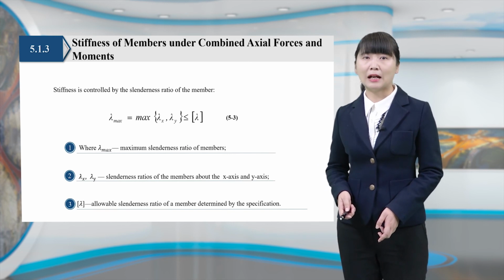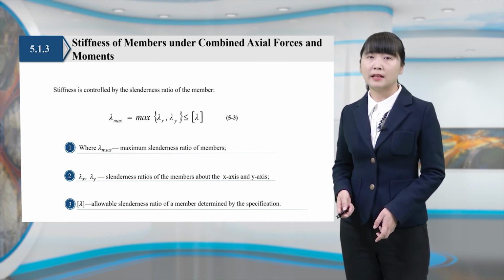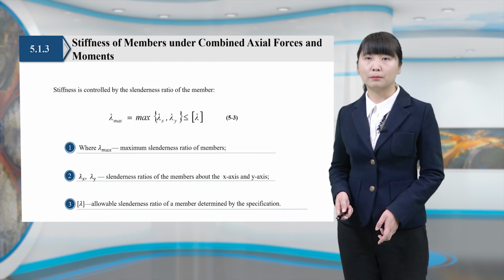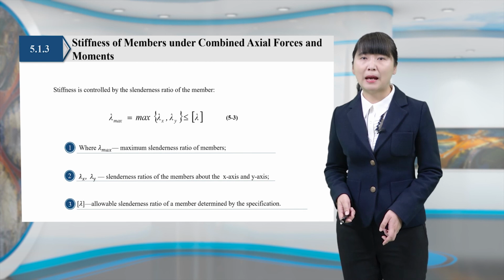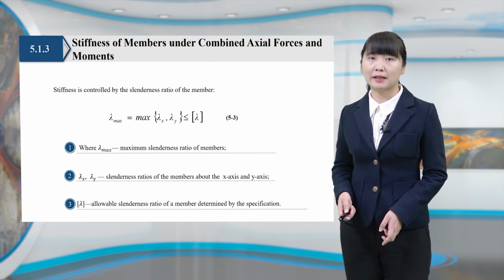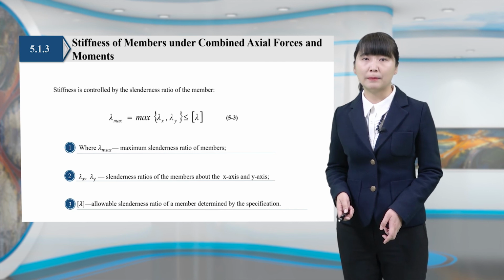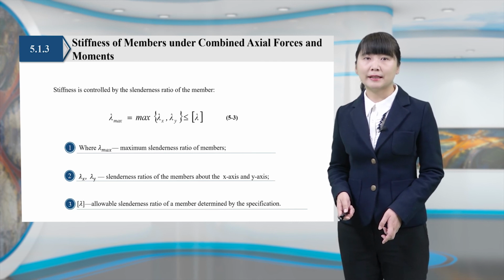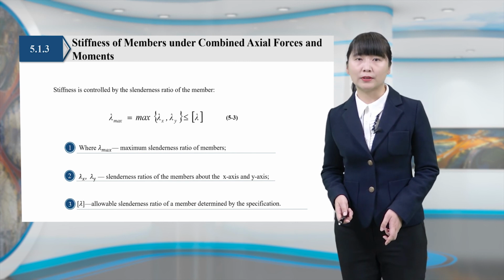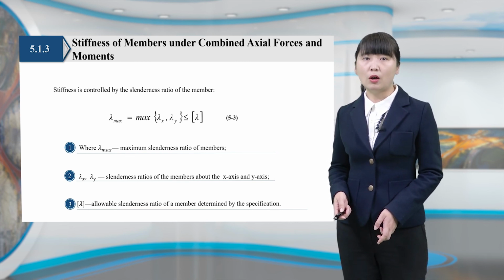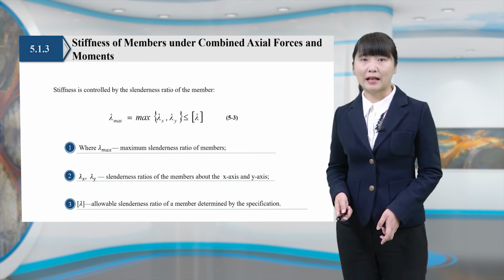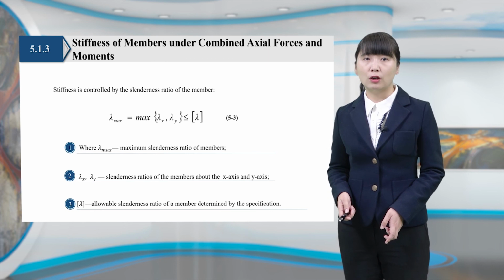Similar to the axially loaded member, the stiffness of the member under combined axial forces and moments is usually measured by the maximum slenderness ratio. That is, the maximum slenderness ratio of the member should be less than or equal to the allowable slenderness ratio of the member. The allowable slenderness ratio of the member is the same as that of the axially loaded member.